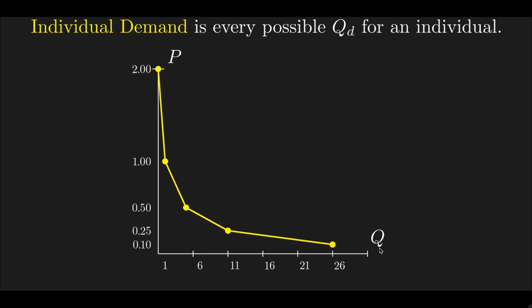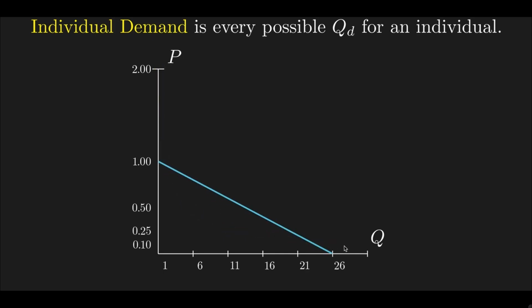It's every possible point, her quantity demanded at every possible price. So one thing we do in this class is represent these complicated looking individual demands with a line. This is what we would think individual demand might look like in reality. But this line is pretty complicated. There's a lot going on here.